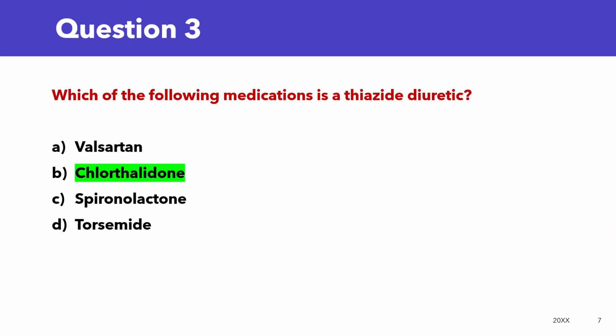Now the other answers are incorrect, so let's see why. Valsartan is an angiotensin receptor blocker. Spironolactone is an aldosterone receptor antagonist, which is also a potassium sparing diuretic. Torsemide is a loop diuretic.